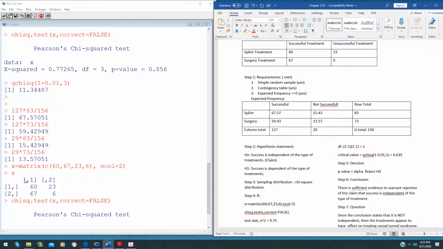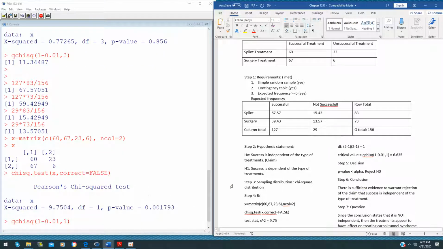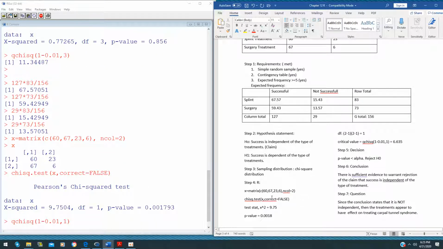And if you hit X again, you just want to figure out if this matrix that you found is exactly the same as the contingency table given in the question. If you got it the same, you move on. Otherwise, you have to change your numbers and your columns. Chi-square test, correct equals false, and this is your Pearson chi-square test. Again, class, this is what you have to give to me in your test.